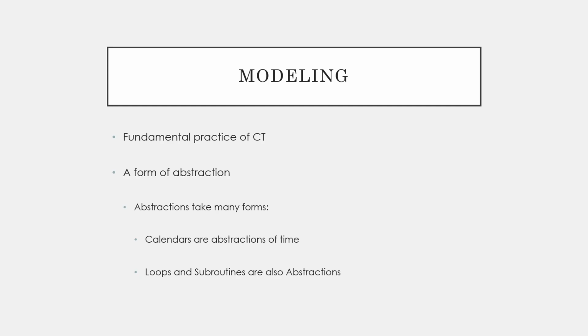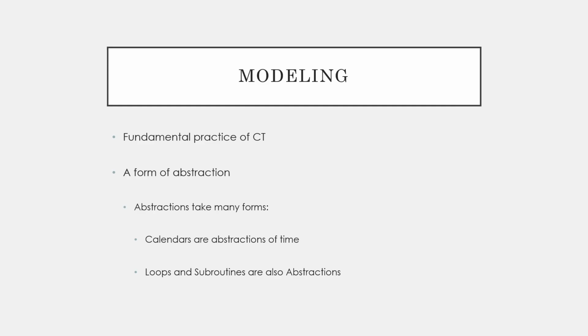Some examples of that, if we think about a calendar, right? A calendar is just an abstraction of time, time being a very complicated construct. If we use a calendar, we can model or abstract time to a form that we can understand, right? We have days, we have months, we have years. That's an abstraction that we understand.